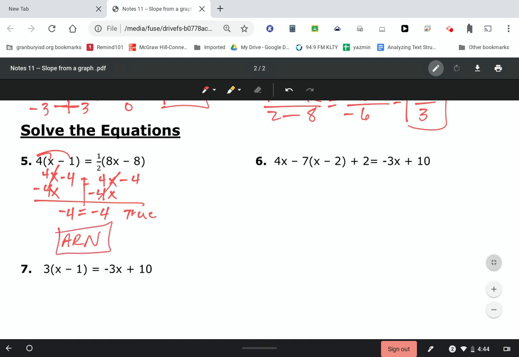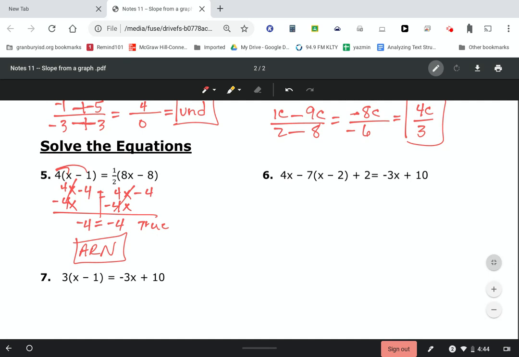All right, let's look at number 6. So I'm going to bring down my 4x. My -7 is my distributor. I'm going to hippity-hoppity. So this will give me -7x, and then -7 times a -2 gives me positive 14, plus 2, equals -3x plus 10. I'm going to combine my like terms. So 4 minus 7 gives me -3x. And then 14 plus 2 gives me 16.